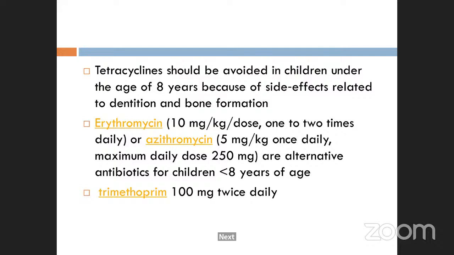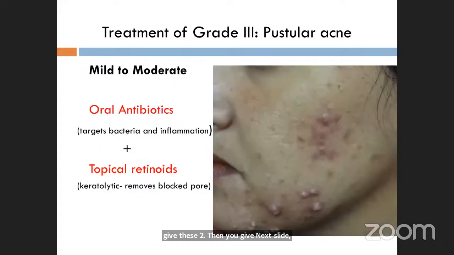Because we know that we can't give tetracyclines to a child who's less than 8 years of age because of the problems related to their dentition. So if you want to give an oral antibiotic in a less than 8-year-old, give azithromycin or erythromycin. And in case the child can't tolerate or you can't give these two, then you give trimethoprim. Next slide, sir. However, in a small child, we really avoid using oral antibiotics. So it is hardly given, but in case you have to, then that's what you do.